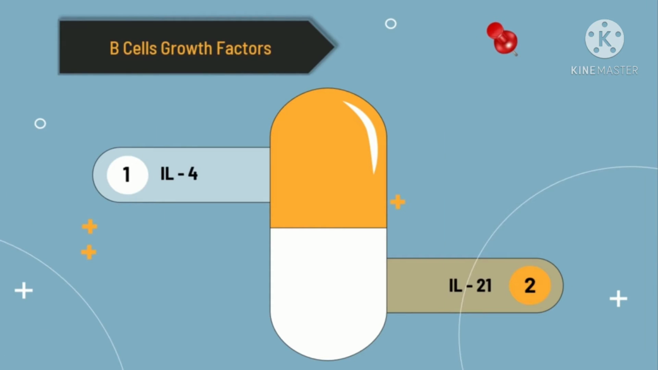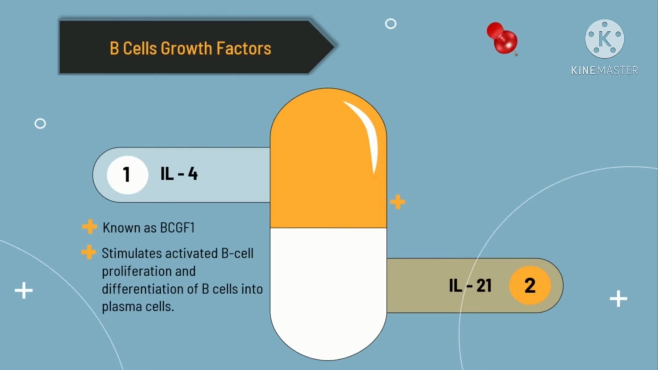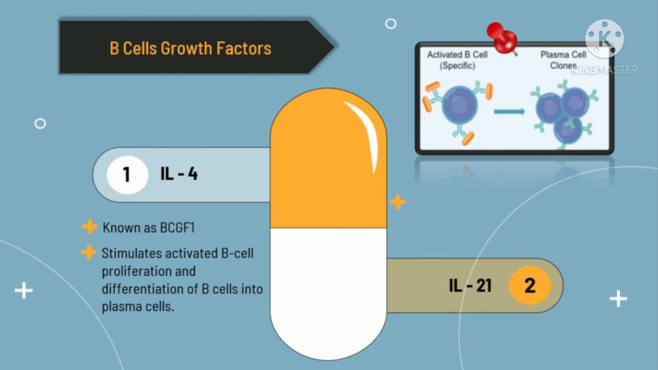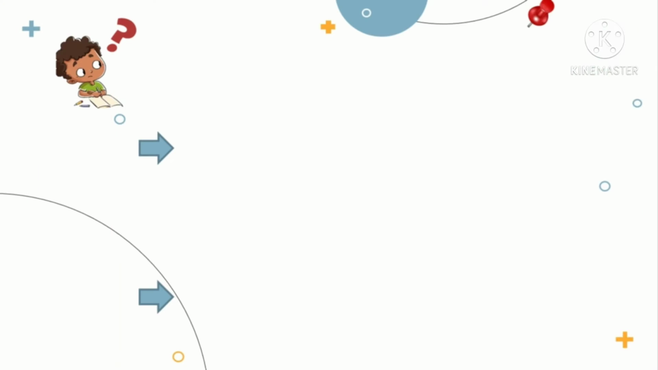Next are B cell growth factors. Interleukin-4, which is known as BCGF1, is a growth factor that stimulates activated B cell proliferation and the differentiation of B cells into plasma cells. It also induces B cell class switching to IgE and upregulates MHC class II production. Besides, interleukin-21 promotes the terminal differentiation of activated B cells into plasma cells.